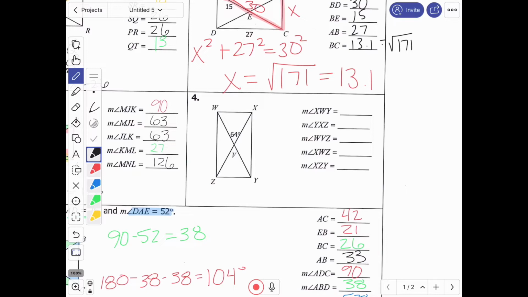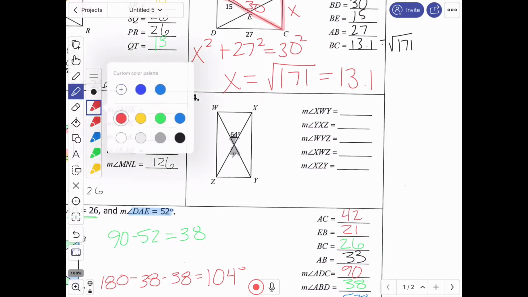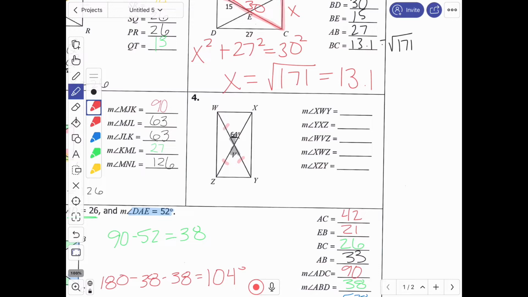On 4, however, if we look at this angle right here, this 64, that's going to be congruent with this angle down here, because those are vertical angles. Then I told you guys to think about isosceles triangles. So if I know all of these sides are congruent, then I've made 4 isosceles triangles. And so if I want to figure out what these 2 angles are down here, they're going to be congruent to these up here. Okay?